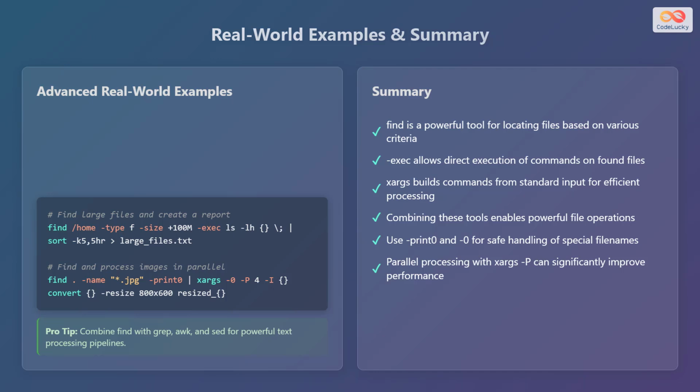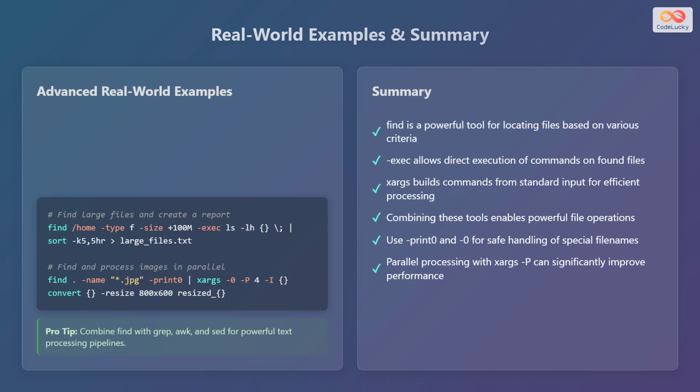To find and process images in parallel, you can use the command find . -name "*.jpg" -print0 | xargs -0 -P 4 -I {} convert {} -resize 800x600 resized_{}. This command finds all JPG files in the current directory and resizes them to 800 by 600 pixels in parallel using 4 processes. Combining find with grep, awk, and sed creates powerful text processing pipelines.